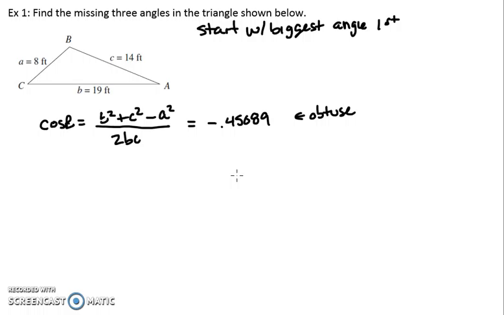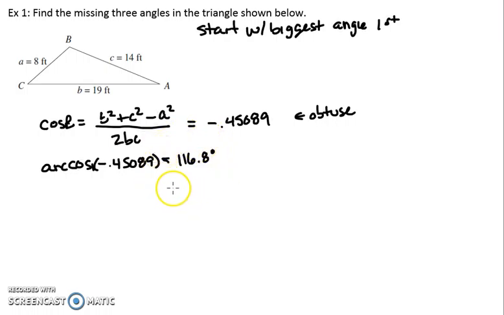So all we have to do is use arc cosine of that decimal: arc cosine of negative 0.45089, and we're going to get approximately 116.8 degrees. So there's our obtuse angle.